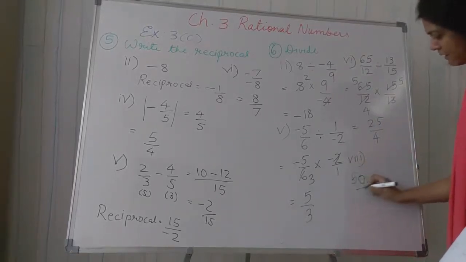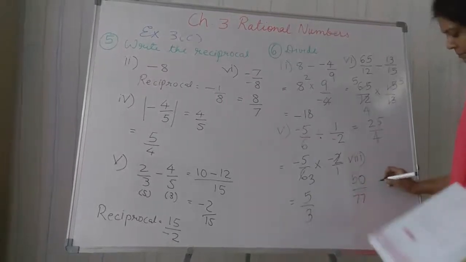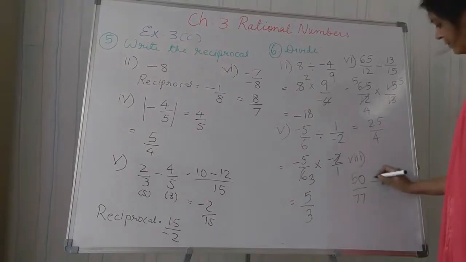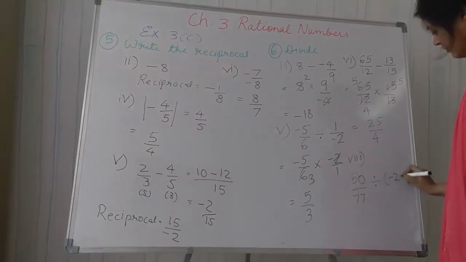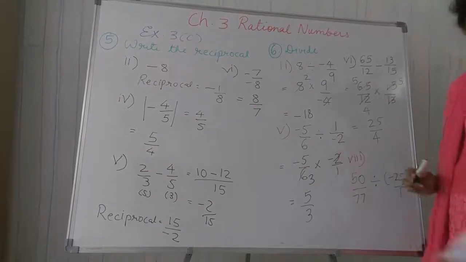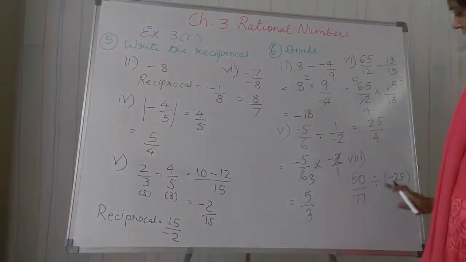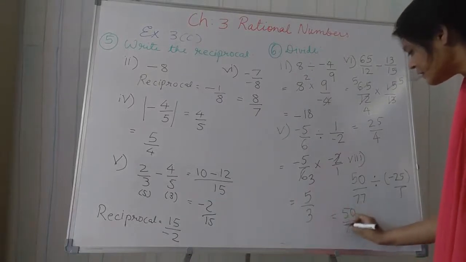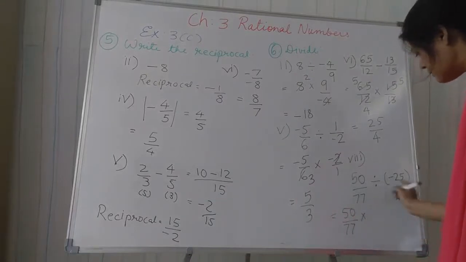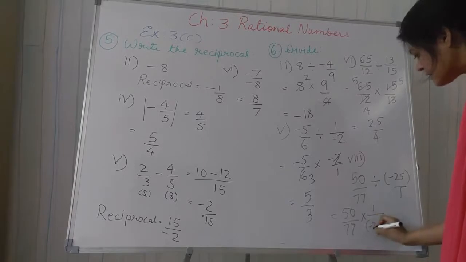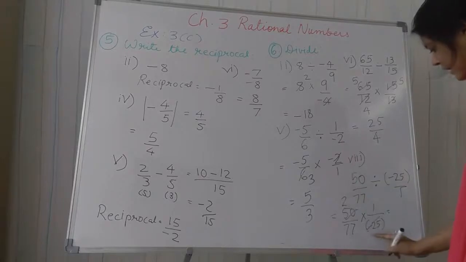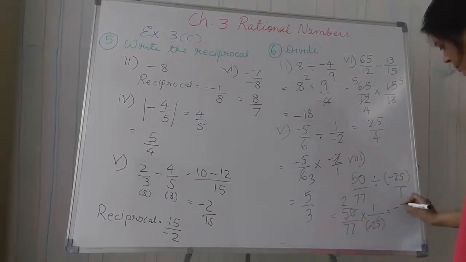50 divided by 77 by, so it means division with minus 25. There is nothing in the denominator, students, so we can always write 1 there. So now 50 upon 77 multiplying reciprocal 1 upon minus 25. 25 2s are 50, so this minus sign also goes here, minus 2 by 77.